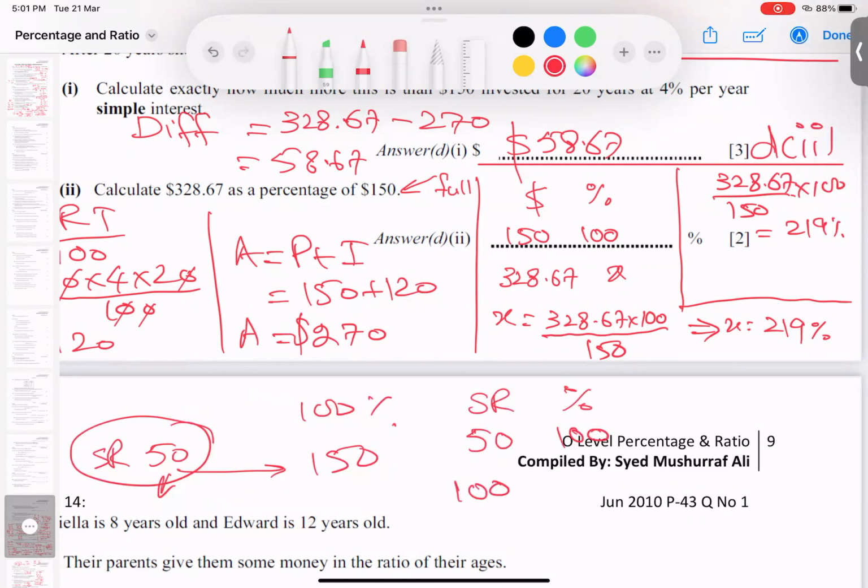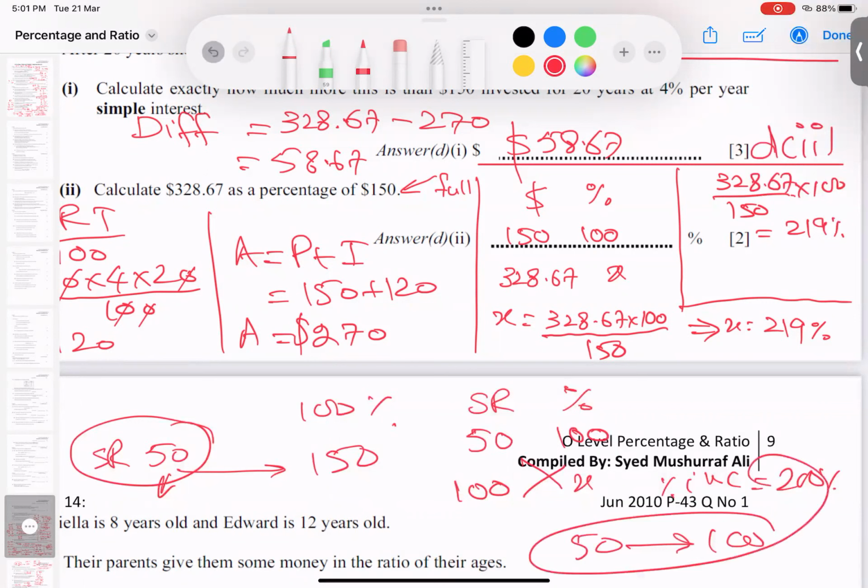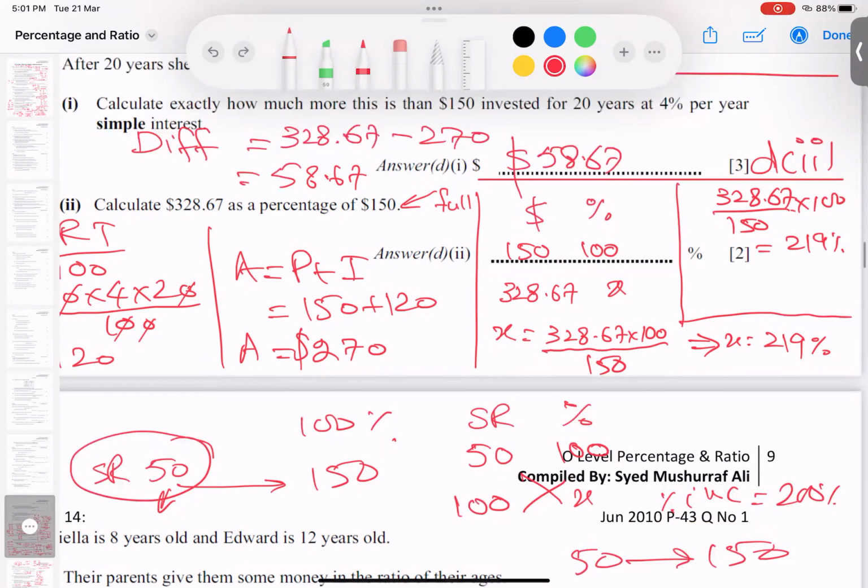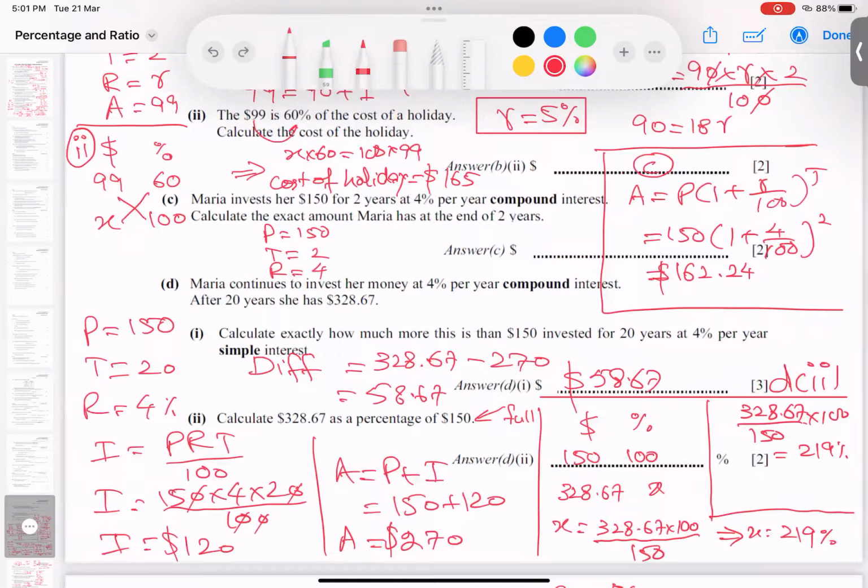If I add 100 here and cross multiply, let's see: 100 into 100 divided by 50. Look, you got a 200% increase. So for example, 50 now becomes 150. Common sense: if 50 becomes 100, it is called a 100% increase. But if it becomes 150, it's called a 200% increase. I hope the concept is much clearer and the question is completely finished.